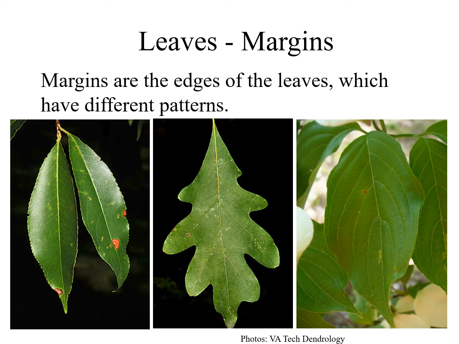Leaf margins can also be a helpful feature for identification. The margins are the edges, outside edges of the leaves, which have very different patterns. The photograph on the left is black cherry, which has a serrated edge. The photograph in the middle is white oak, which has a lobed edge. And the photograph on the right is dogwood, which has an entire edge or smooth edge.